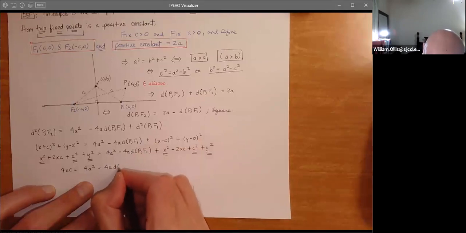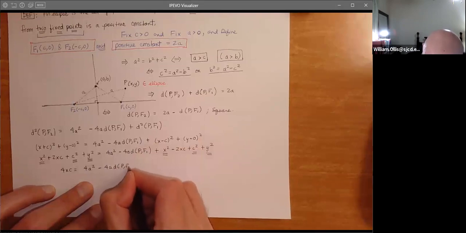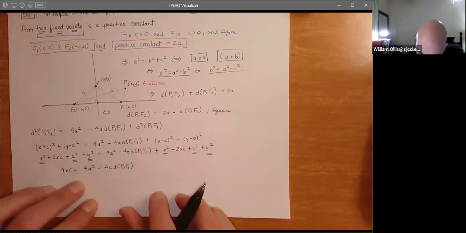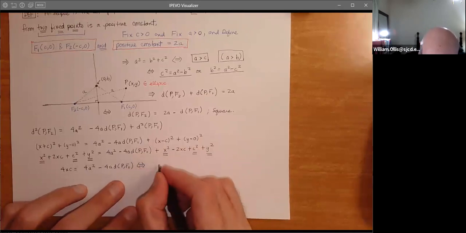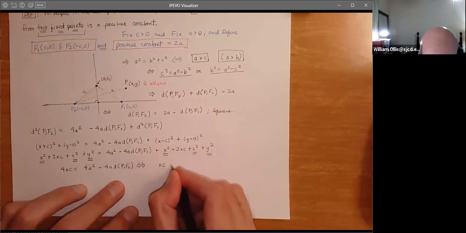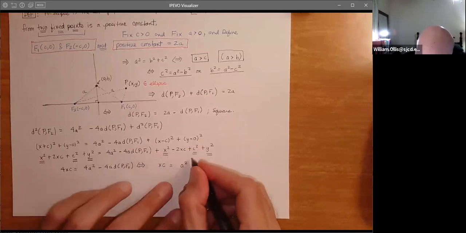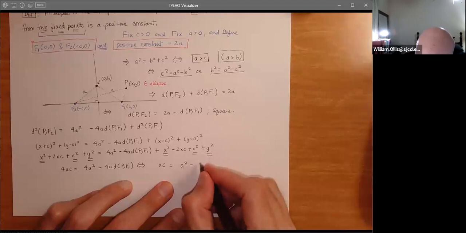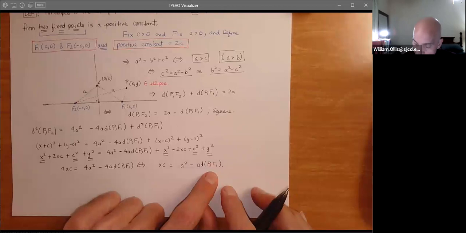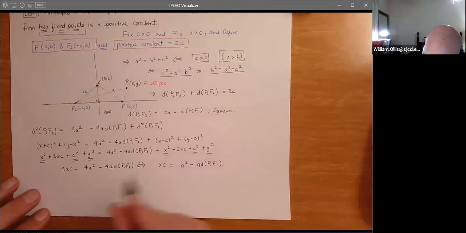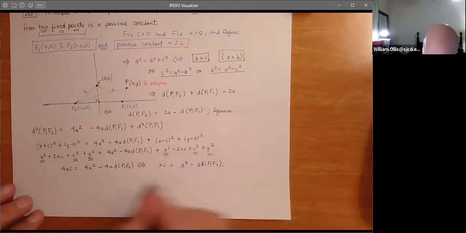Times the distance between P and F1. Now we've got a 4 in everything, so let's just rid ourselves of the 4. So we get xc equals a squared minus a times the distance between P and F1. So we've got one more radical, so we're going to isolate this and square again. So now let's take this over and just transpose so we don't have the minus sign.